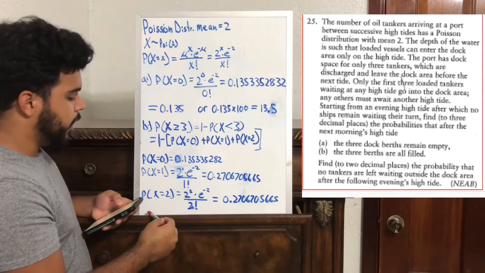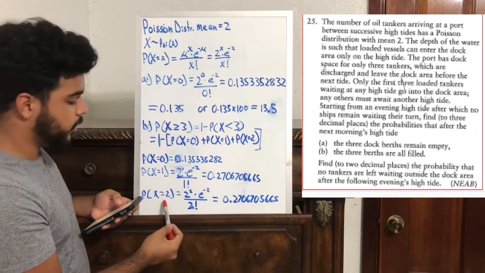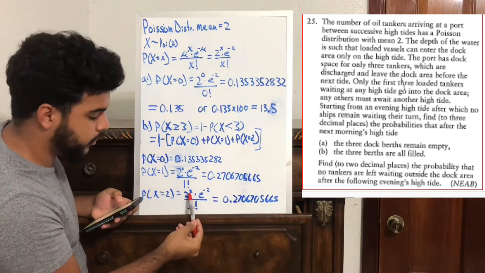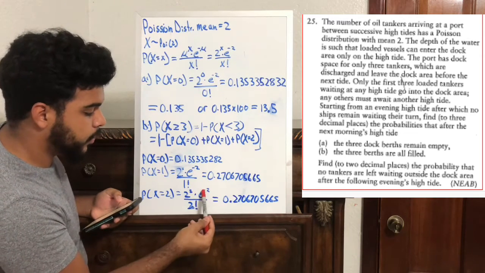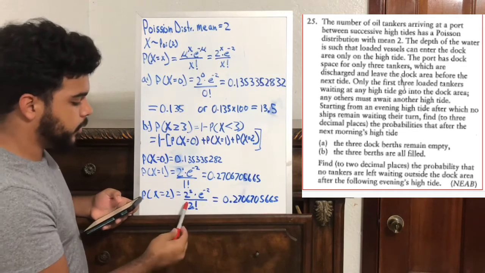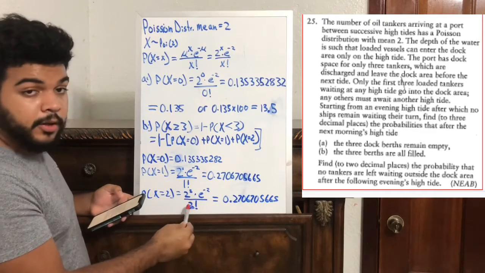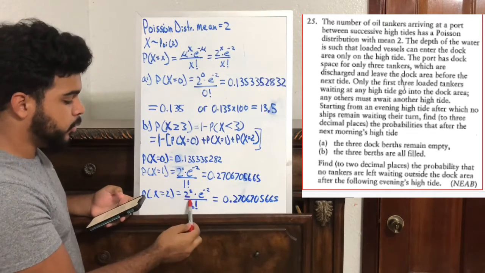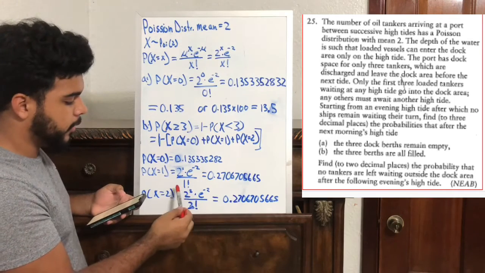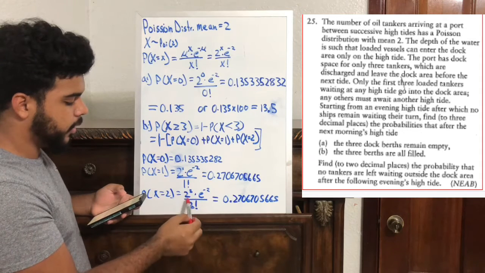0.2706705665. And now for the next case, with 2, which is 2 to the power of 2 times e to the power of -2 over 2 factorial. In this case, we know that 2 factorial is 2 because that's just 1 times 2, and then 2 squared is just 2 times 2. So basically, what will happen is that a 2 will cancel out from the bottom and the top, right?